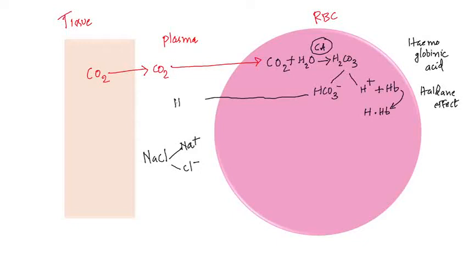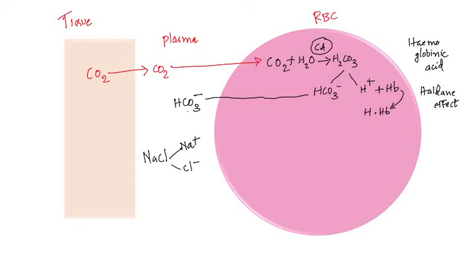So now the bicarbonate ion has reached inside the plasma. What is the charge of the bicarbonate ion? It is a negatively charged ion, HCO3 minus. So a negatively charged ion has moved out of the RBC, and that results in an electrical imbalance. A negative charge has moved out of the RBC, which causes an electrical imbalance within the RBC.